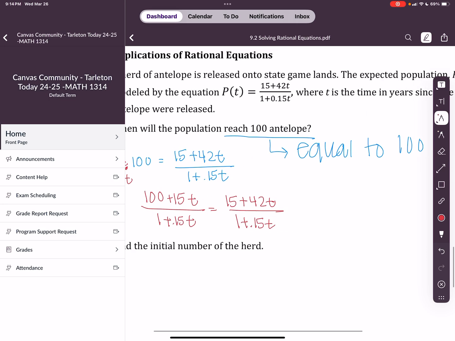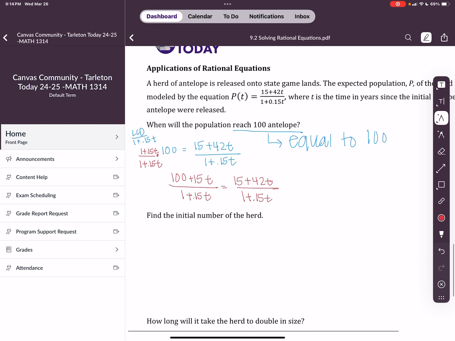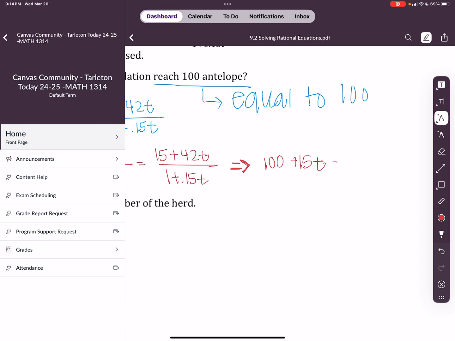Okay? So just as we've done in the previous problems, once you have the common denominator, ignore it. It doesn't matter anymore. I'm drawing an arrow. By the way, that's what that is. All right, so that now is just going to be 100 minus 15t, or plus 15t, excuse me, equals 15 plus 42t. Okay? And so what I need to do now is I just need to solve this for t.